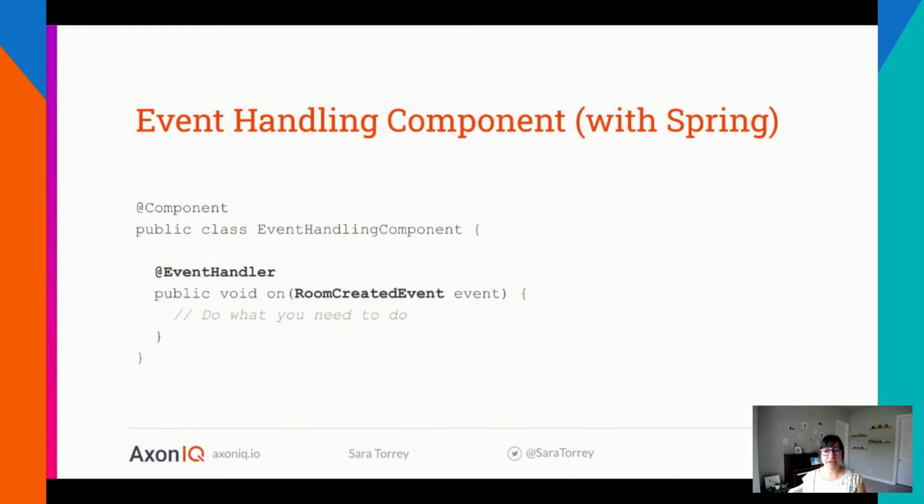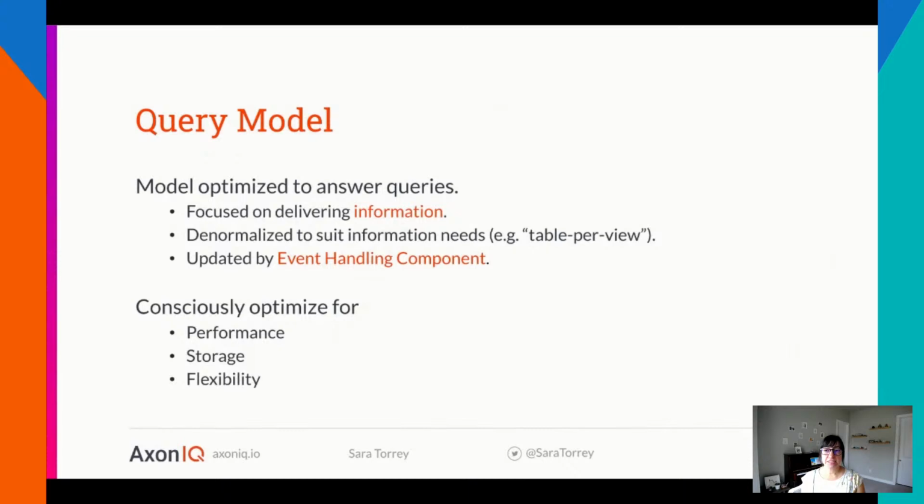Now let's discover what actually happens when handling events. As I mentioned before, it creates or updates query models. As discussed earlier, you would want to optimize the query model to answer the queries as directly as possible for the problem that you have at hand. The models are focused on data. They are denormalized to map the needed requirements directly. And of course, the model is updated by an event handling component.